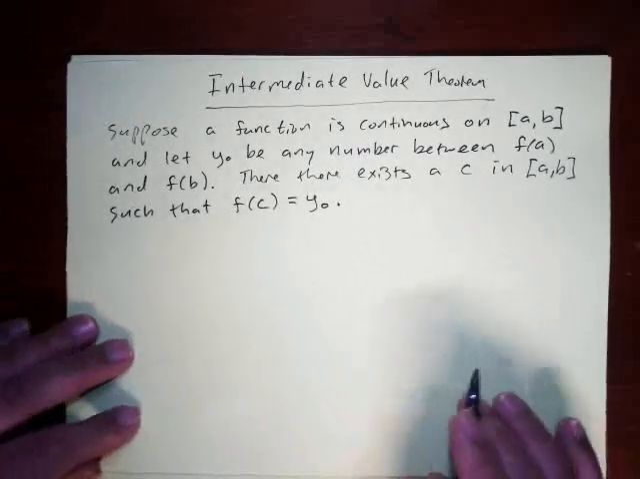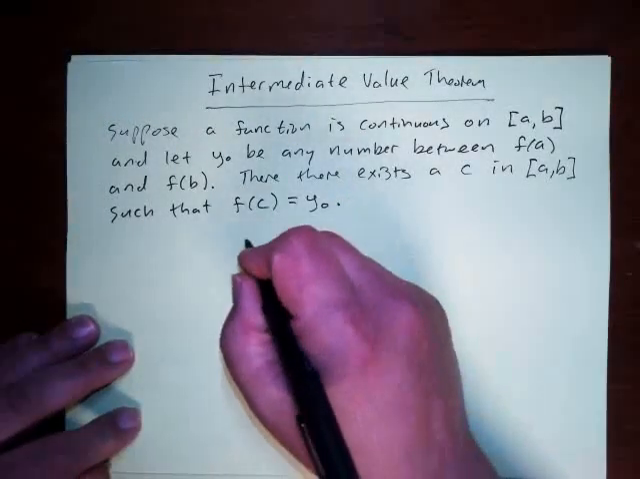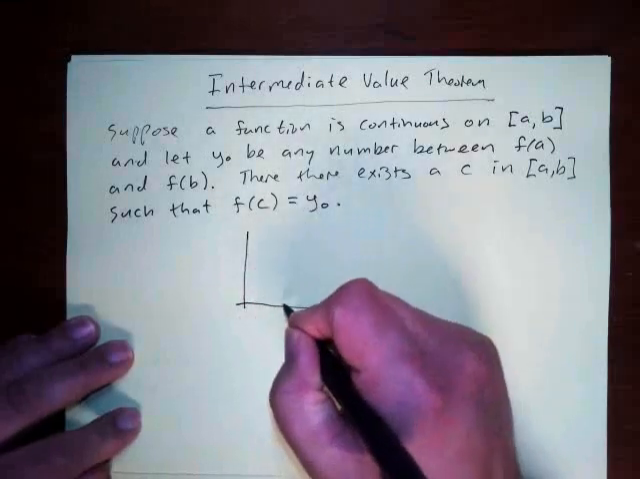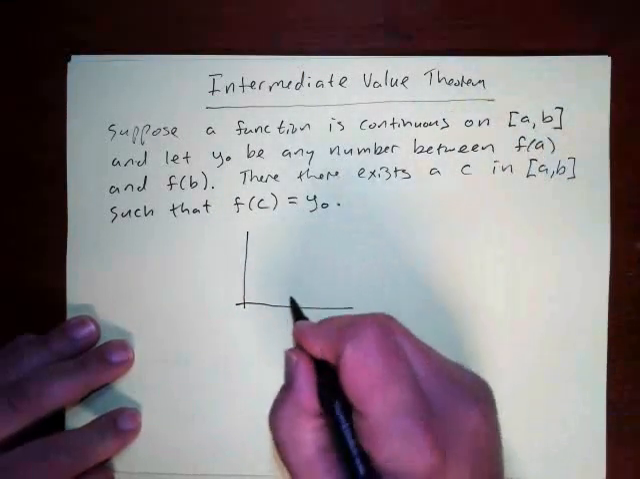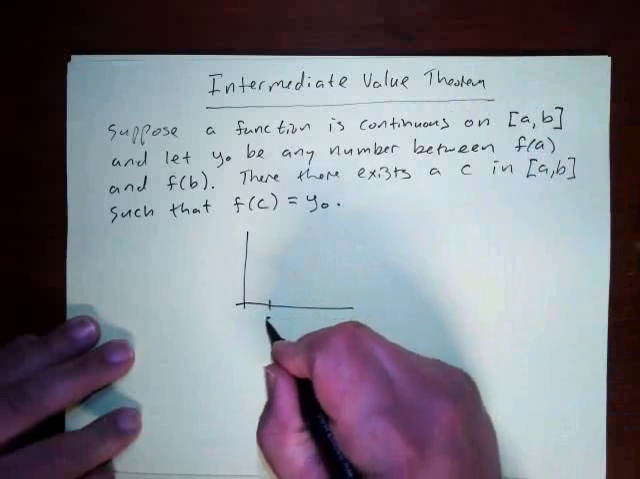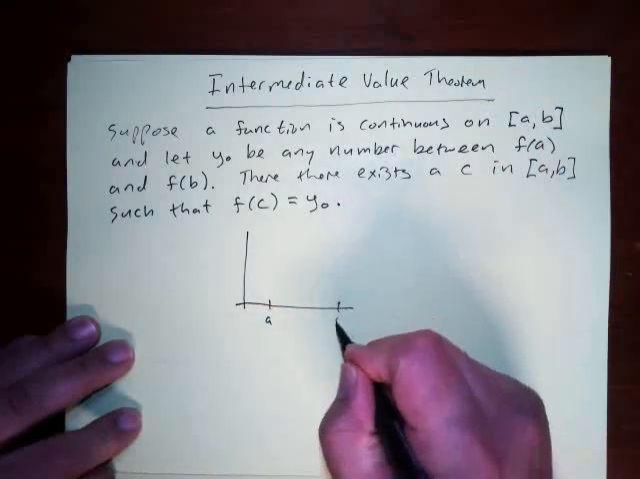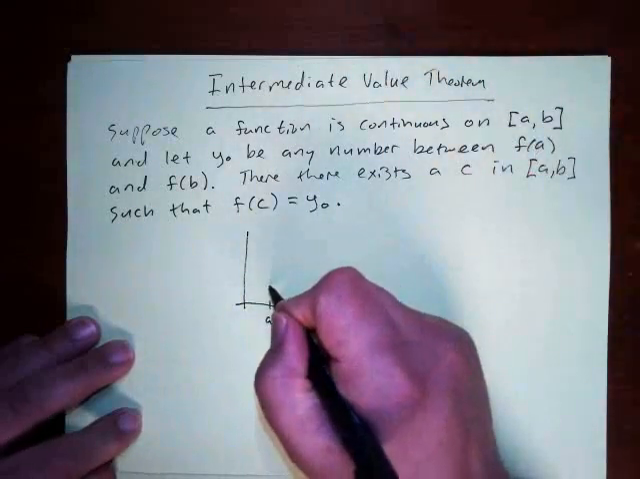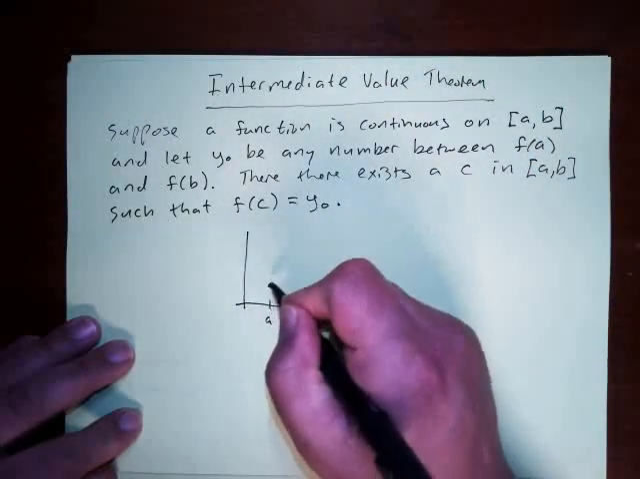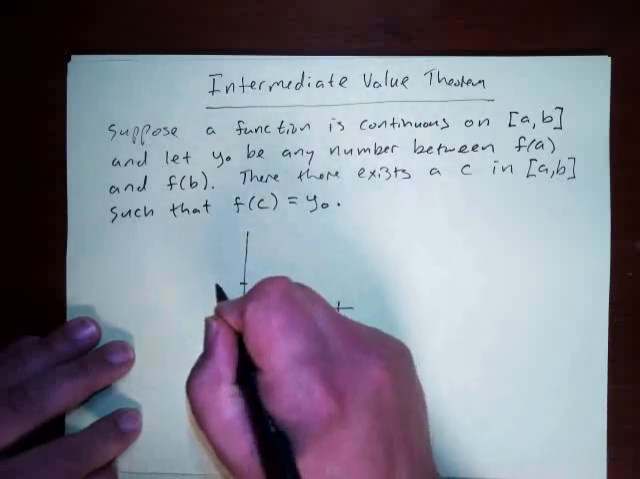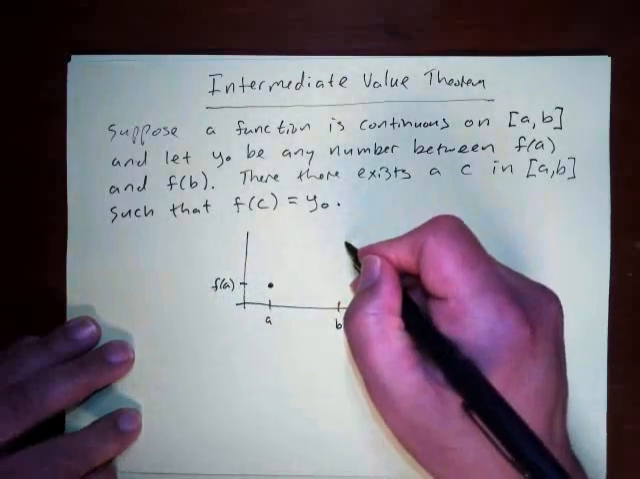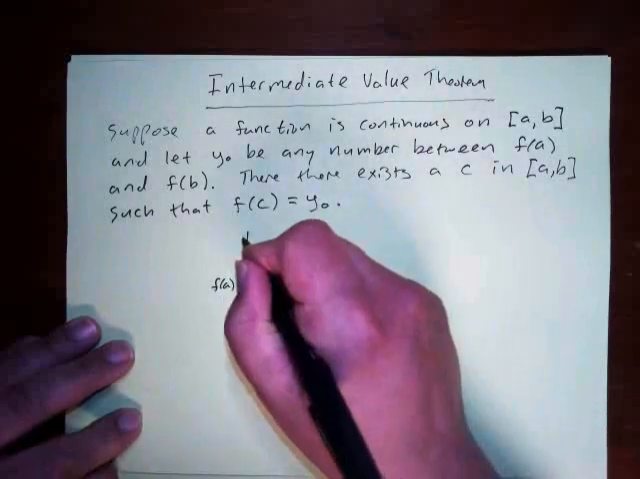So let's draw a diagram here to help us see what's going on. Okay, so there's this interval that the function's continuous on. It's a closed interval a to b, and it's continuous on the closed interval, so it's defined at a and b. And just as an example, let's just say this is f of a, and then we can say that this is f of b.